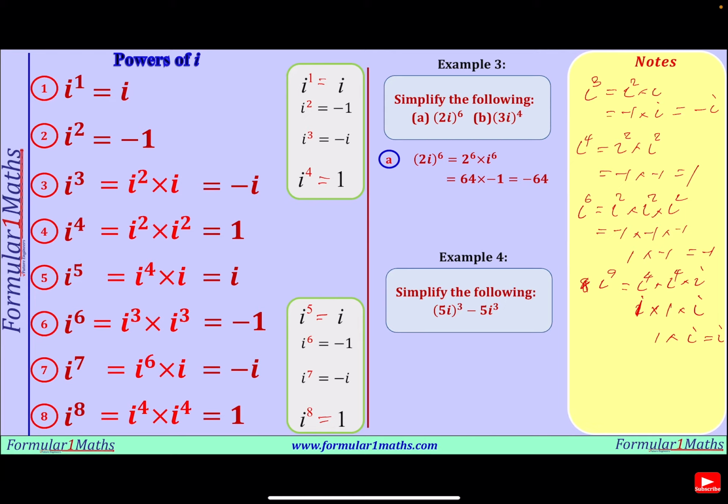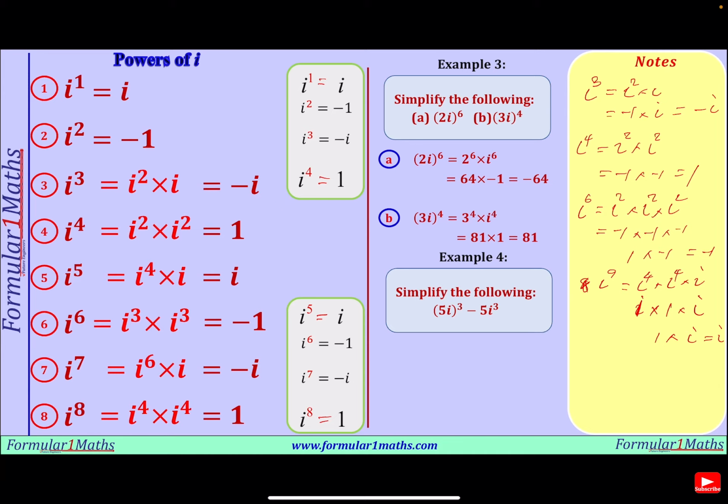Again, it would be a good idea to pause the video and finish off example 3 and example 4 before you proceed. So hopefully you've done that. Let's go and see the answers. 3i to the power 4. This simplifies to 3 to the power 4 times i to the power 4. 3 to the power 4 is 81. i to the power 4 is 1. So we get this.